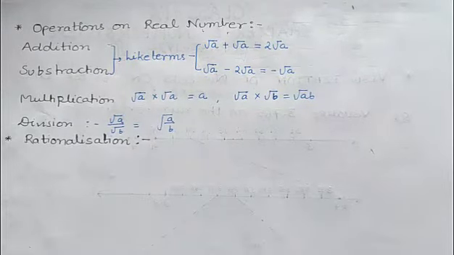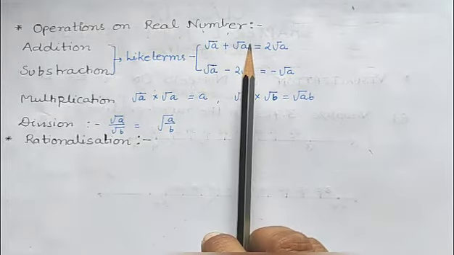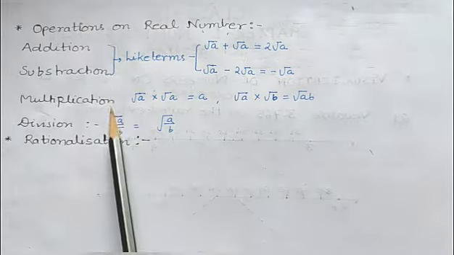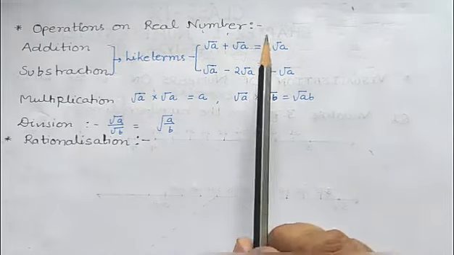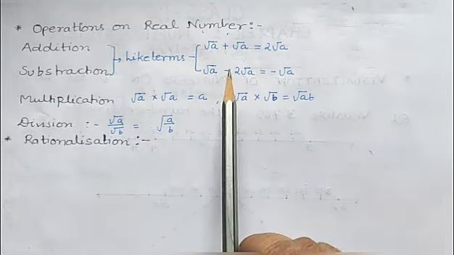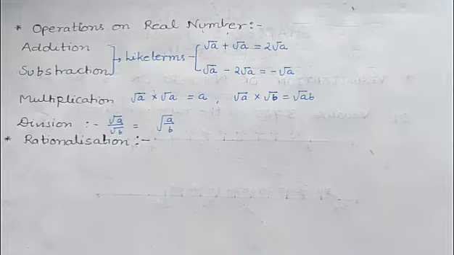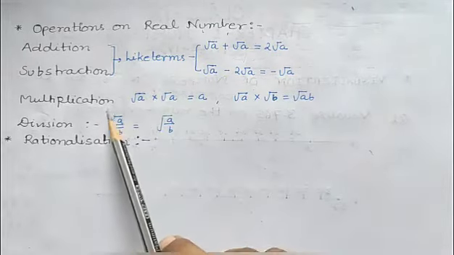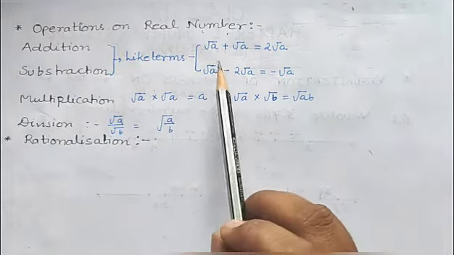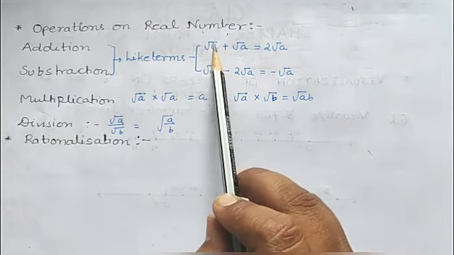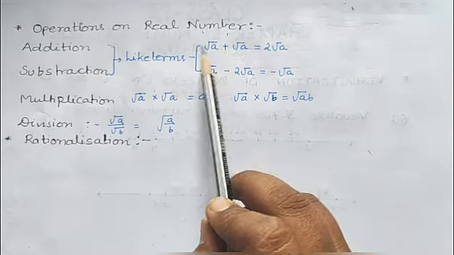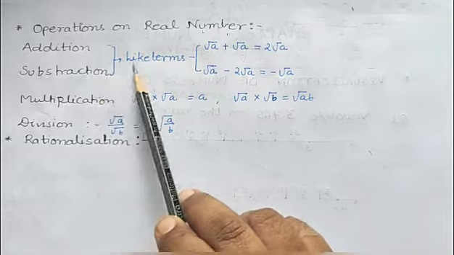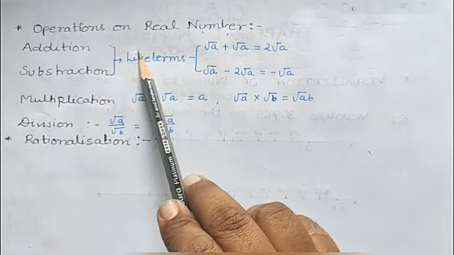So students, our first topic for the next exercise is operations on real numbers, meaning addition, subtraction, multiplication and division for real numbers. Real numbers here means surds: addition, subtraction, multiplication and division for surds. Surds means a number like under root a. For addition and subtraction, the rule follows like terms.